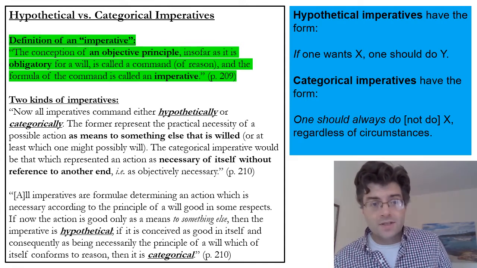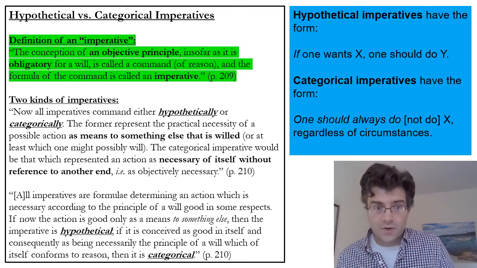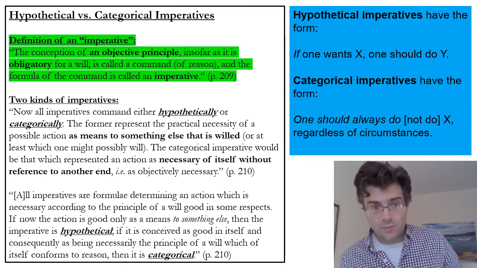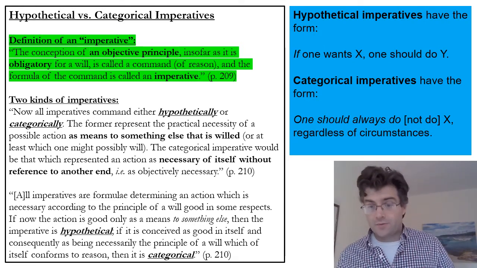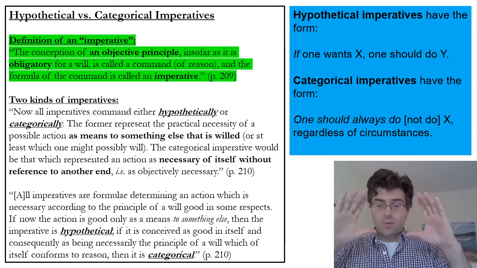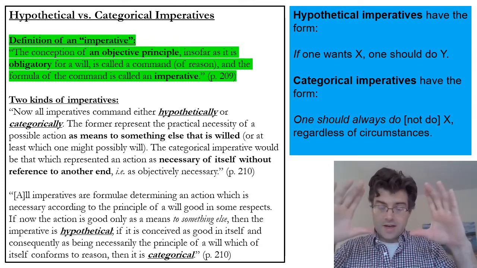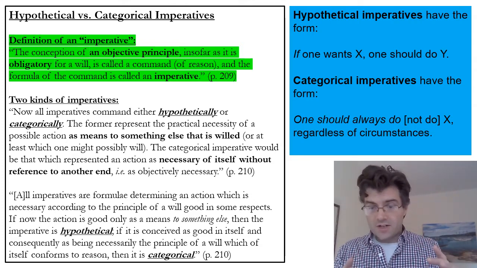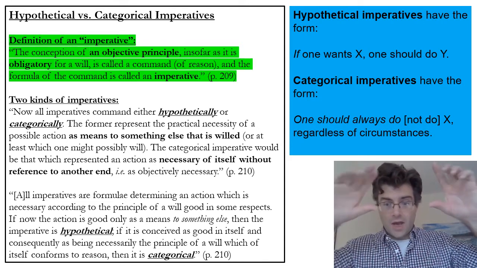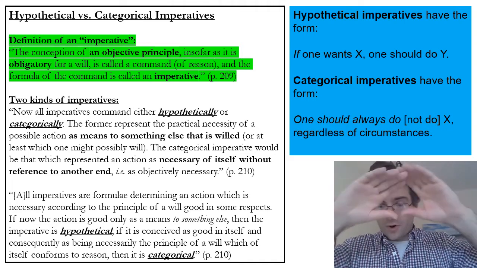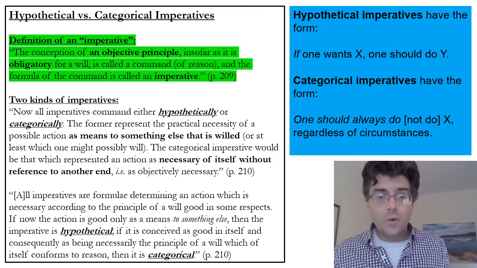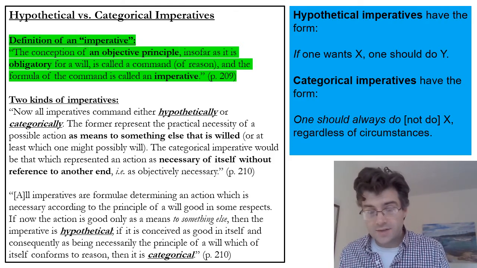He says, the conception of an objective principle, insofar as it is obligatory for a will, is called a command of reason, and the formula of the command is called an imperative. Okay, so again, what we have in mind here is the practical law, and we're trying to make sense of what that practical law is like, and then we also have subjective principles or maxims. So any candidate for an objective principle or the practical law is going to have the form of an imperative, Kant says, a command.